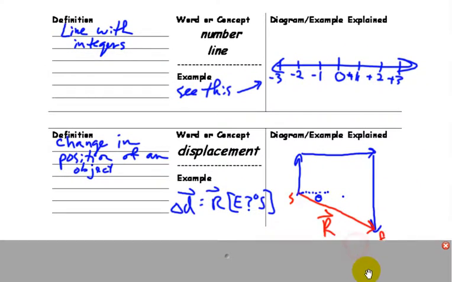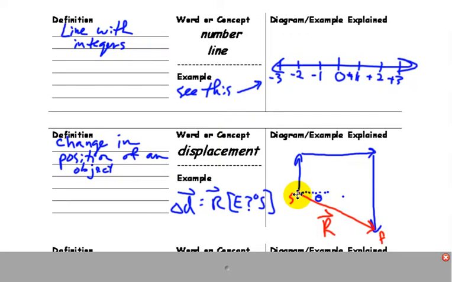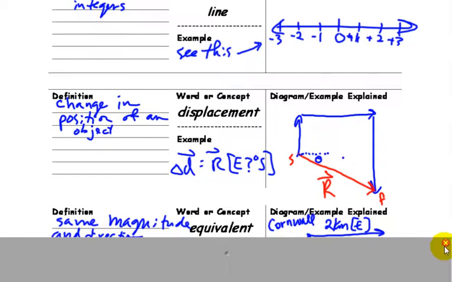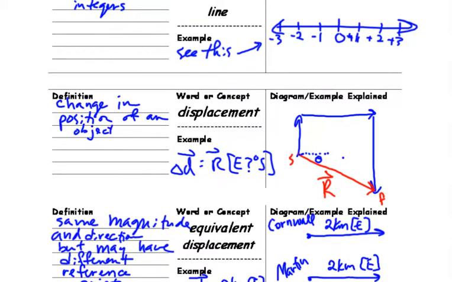Displacement is the change in a position. So if this is a position, position, position, position, if we're looking at the change between this position and this position, that would be displacement. Equivalent displacements, mentioned that earlier too. They don't have to have the same starting points, they just have to have the same magnitude and direction. And we touched on that back in Unit 1B on one of the assignments. So same magnitude and direction, but don't have to have the same starting points.